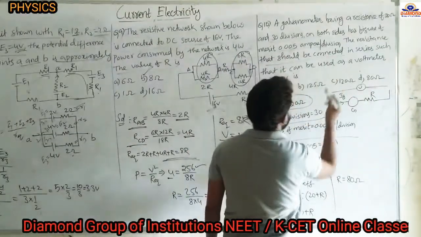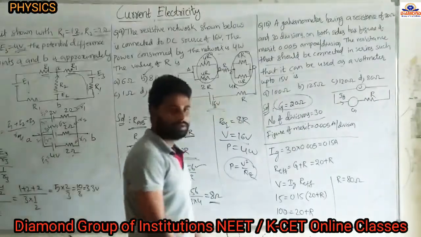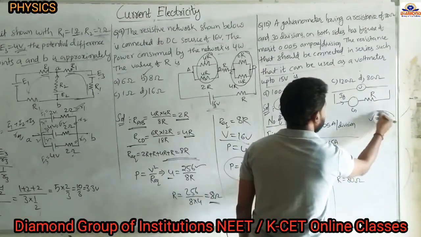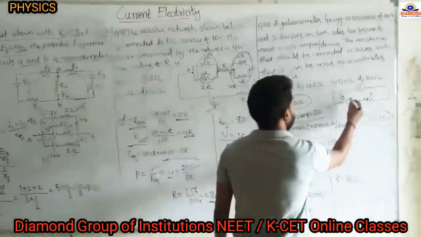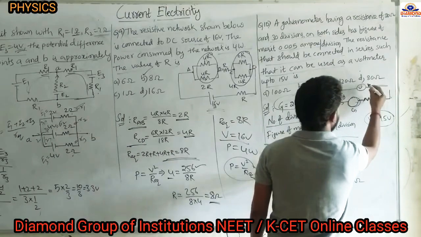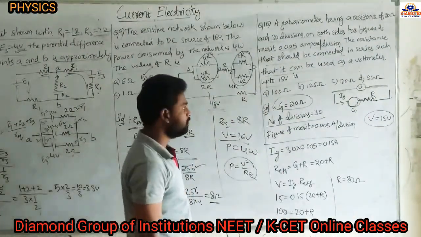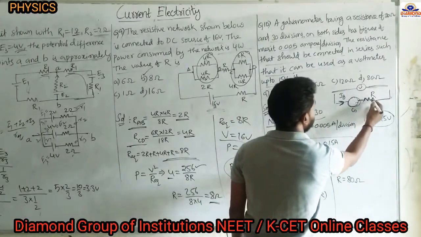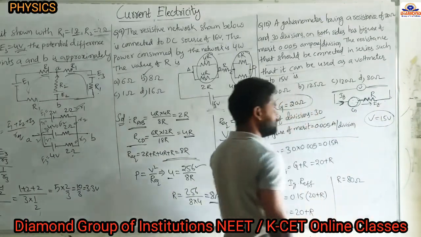The resistance that should be connected in series such that it can be used as a voltmeter up to 15 volt. Okay, it has to measure up to 15 volt. How much resistance we have to connect in series with the galvanometer? This is the galvanometer, and our resistance is connected in series with it. The potential difference it will measure up to 15 volt. Then what is the R value we have to find? The current flowing through this is the IG current. Since the galvanometer and resistor are connected in series, the same current flows through the resistor also.